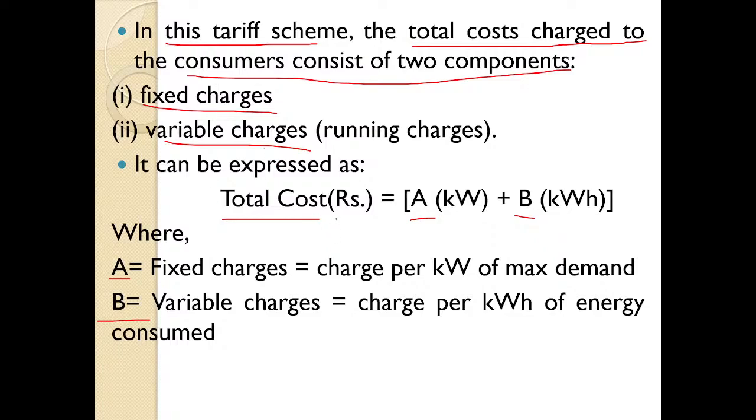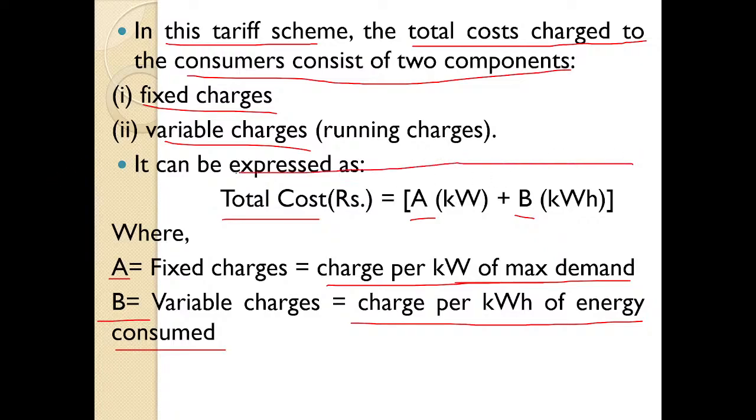A means charge per kilowatt of maximum demand. B means charge per kilowatt hour of energy consumed. So this is our two-part tariff. The total cost of two-part tariff is A plus B. A is in kilowatts, B is in kilowatt hour. A is the fixed charge, B is the variable charge.